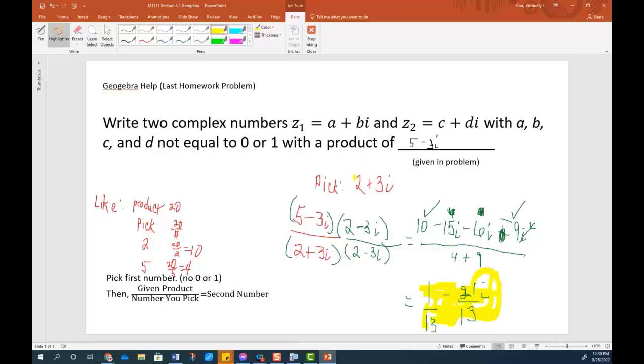Well, that number, with the original number I picked, 2 plus 3i, those are my answers. Z1 is the first number I picked, 2 plus 3i. And Z sub 2 is the result I got, 1 over 13 minus 21 over 13i. I know we cannot see this as easily as we could see my example where the product was 20. But here's how you can know you did it right. Multiply the number you picked times your result, and you should get the result that they had told you would be your product. So that's some help for your homework.